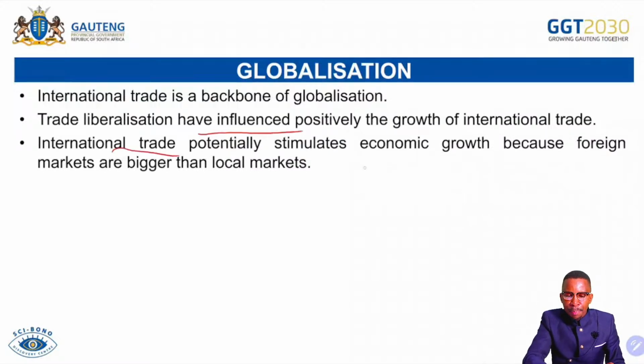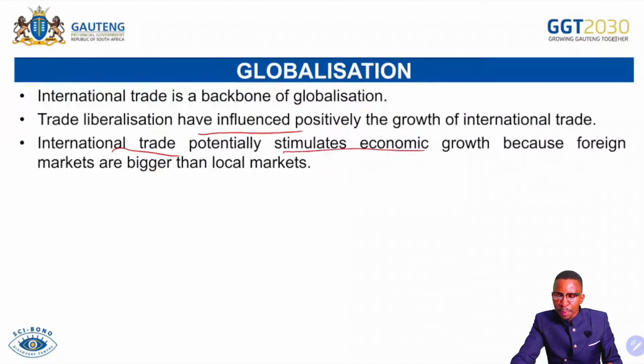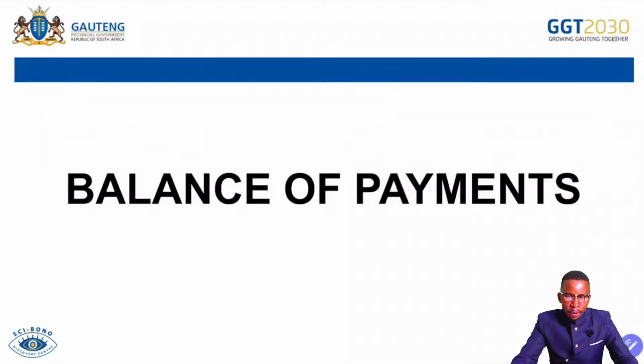So foreign trade potentially stimulates economic growth because foreign markets are bigger than local markets. So if the country is fully involved in foreign trade, it can experience a high level of economic growth because its goods and services are demanded locally and in the global markets, for which we have different world countries that are demanding our goods or services. So if we are exposed internationally, our goods can be demanded by more than 100 countries in the world, which will be an advantage to us to have a high level of economic growth.